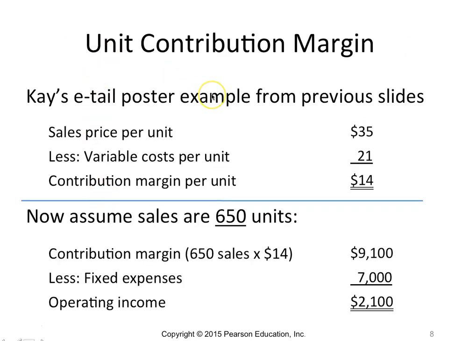Unit contribution margin is per unit. So sales price per unit 35 minus variable cost per unit 21 gives a contribution margin per unit of $14. Now assume the sales is 650. We just changed that. So the contribution margin is 650 times $14, which is $9,100. Minus 7,000, it will be $2,100 operating income. So very straightforward.